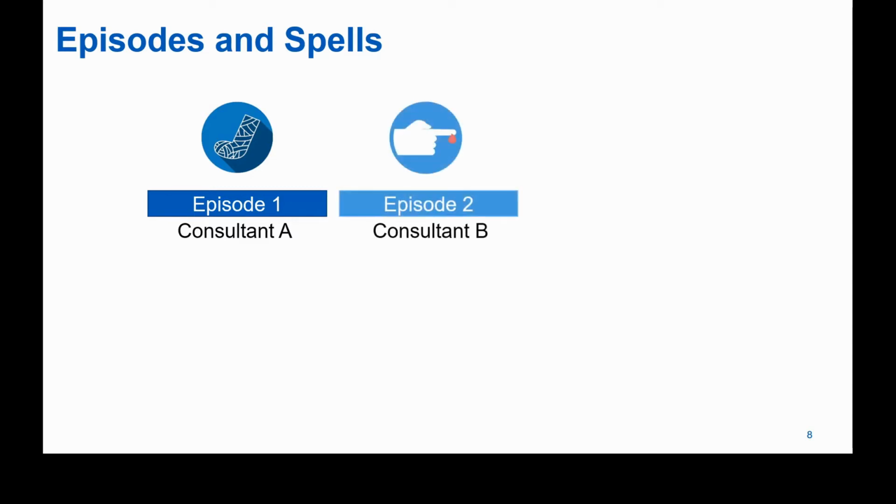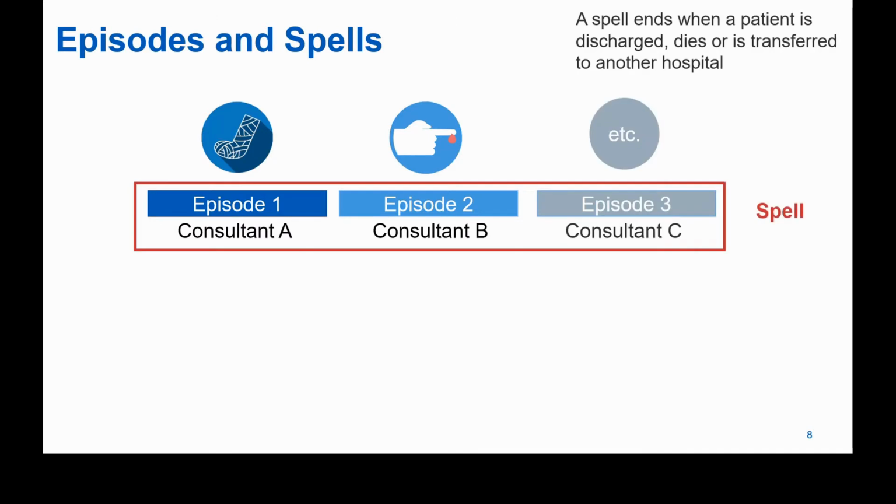If while that patient is in hospital, a blood test is done and they're diagnosed to have diabetes, for instance, and then they're treated by consultant B, then that would be considered episode 2. And that goes on, etc. And that is what we regard to be a spell. And a spell would end when a patient is discharged, dies, or transferred to another hospital.